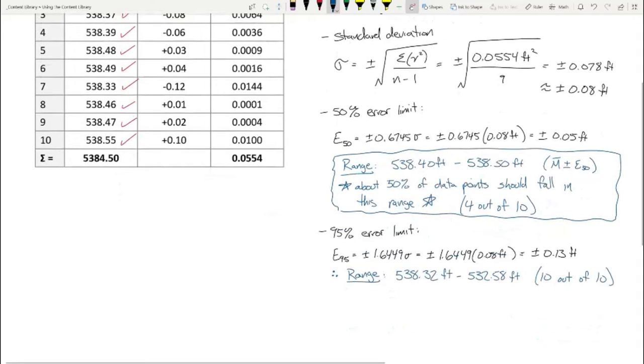Again, as your number of data points increases, this ratio will get closer to 95%. This one will get closer to 50%. One of the things that's worth noting is that in most survey computations, the one that we tend to have most confidence in is our 95% error limit. But let's go ahead and do the 99%.